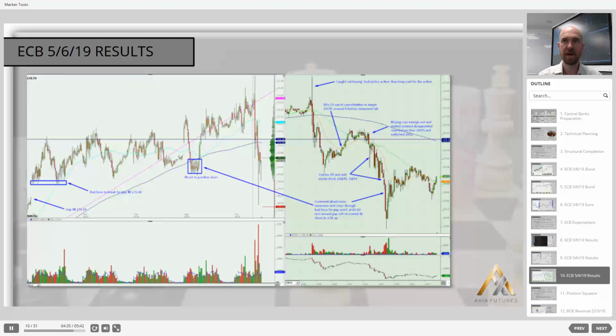But that was the main trade, and it was all about understanding that move into that block that provided you with that opportunity, and that's your structural completion trade. So make sure you're thinking about those situations when you go into any of these central banks, because they can often provide a bigger trade.